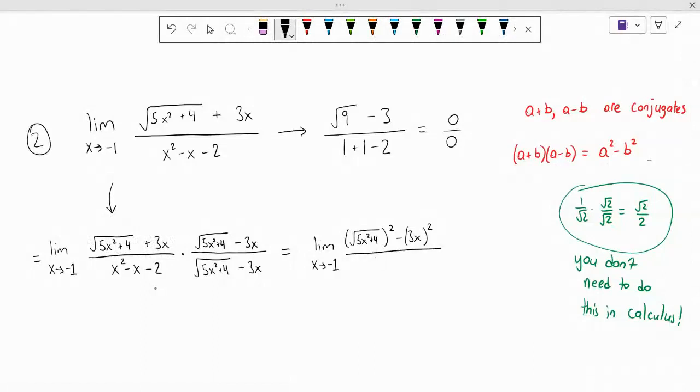In the denominator, I'm just going to leave it as x squared minus x minus 2, and then times this whole thing with the square root in it.